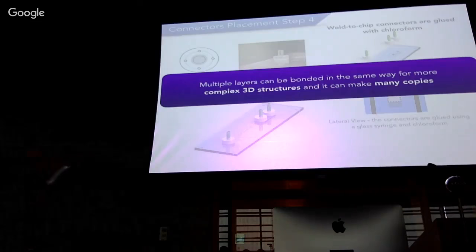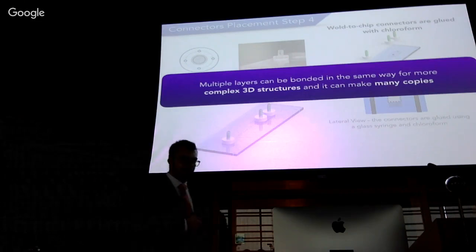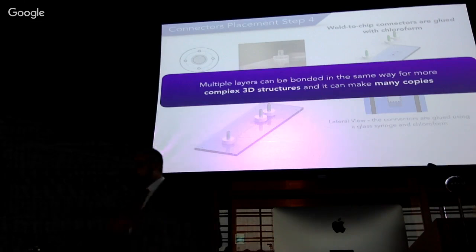So with this process, we have developed a way of producing many copies because it is computer assisted. So you just make the drawings and then you can reproduce many times. And we also have made a process that is useful to create complex 3D structures. And by complex, I mean that you can stack many layers. So you can have different channels in different layers, and then you can interconnect them.